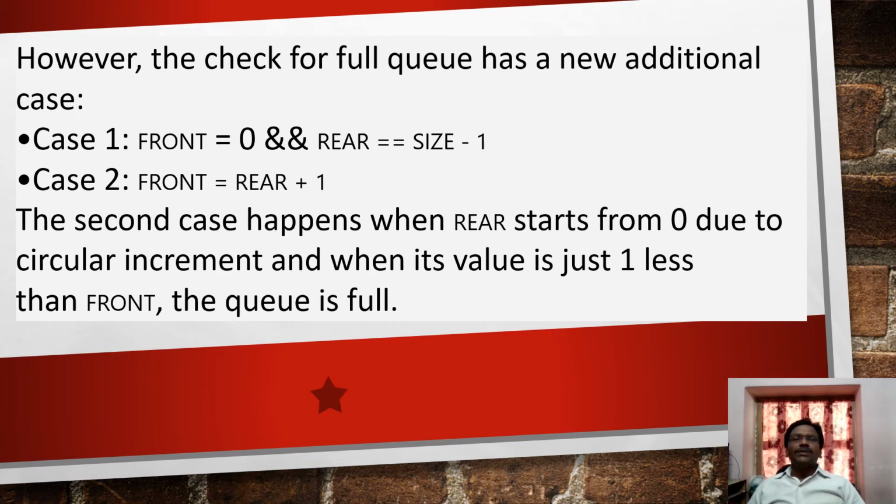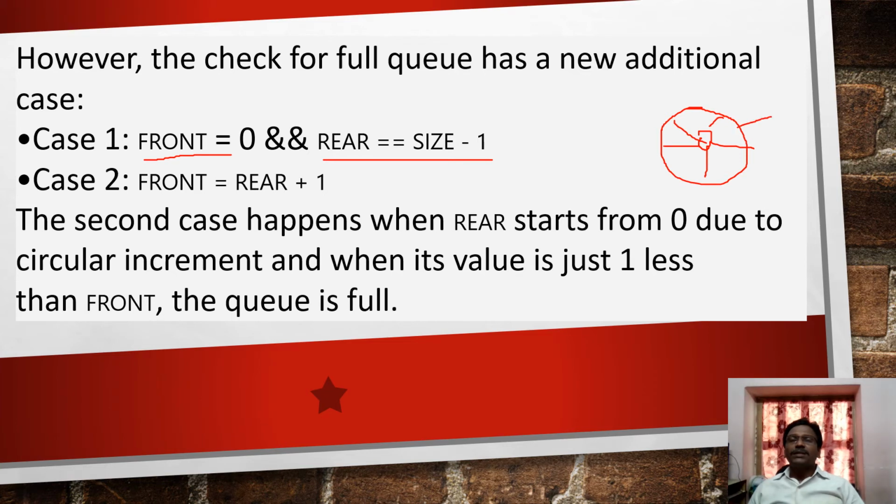Check for the queue being full has additional cases. It means all the previous conditions in a normal queue and a circular queue are the same, and other than two cases, it is only for the circular implementation. In this, front equal to 0 and rear equal to size minus 1 is case 1, or front equal to rear plus 1. It means in circular form it is reusable.